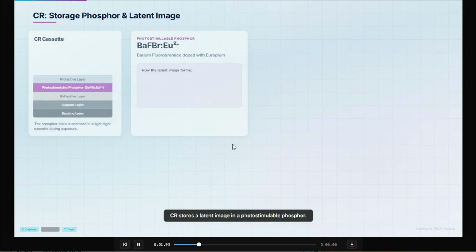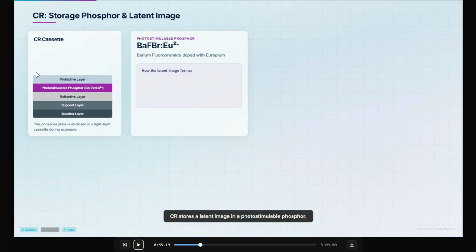Let's talk about CR. In CR, the plate has many parts. It has the protective cassette, it has a protective layer, then it has the photostimulable phosphor, which is mostly made from barium fluorohalide doped with europium, divalent europium. That barium fluorohalide, sometimes bromide, sometimes iodide, will lead to formation of a latent image.